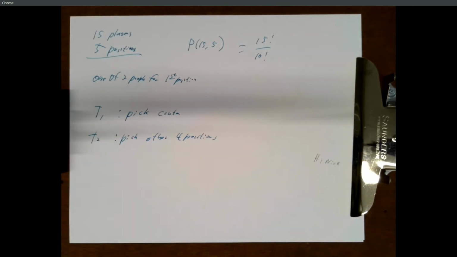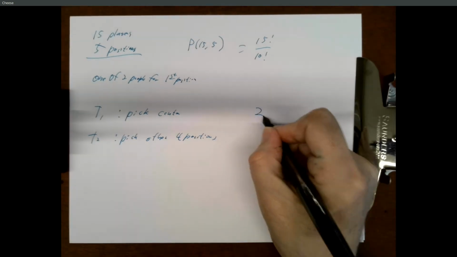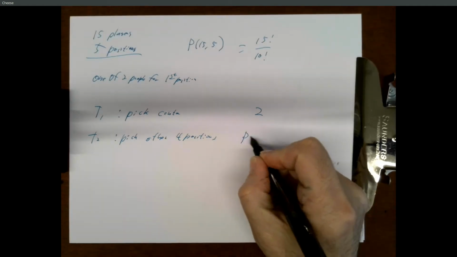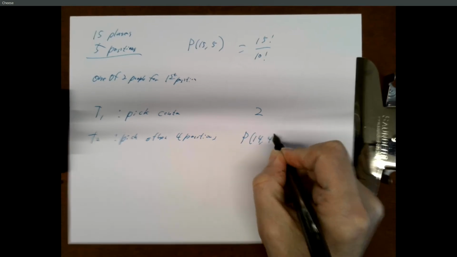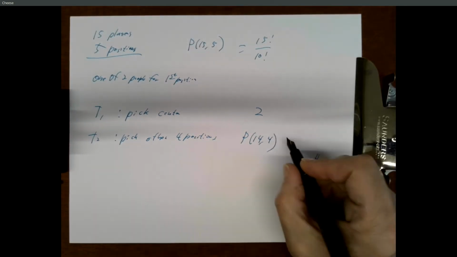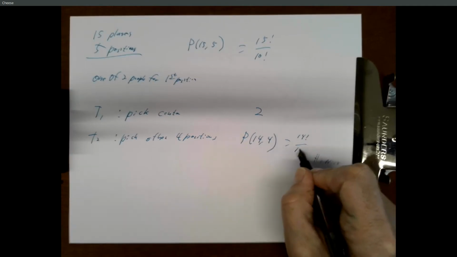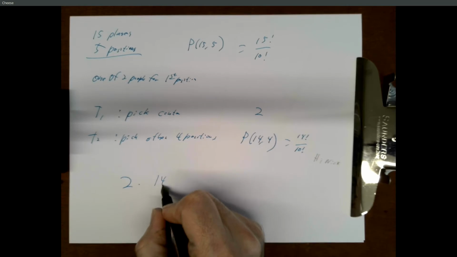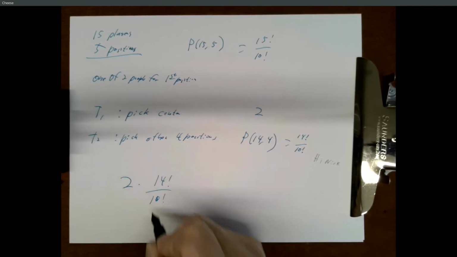Okay, how many ways can we pick the center? We're told there's only 2 people who can play that position, so there's 2 ways we can fulfill that. After we've picked the center, we have 14 players left. We have 4 positions we have to fulfill. Number of ways we can do that is number of 4 permutations of 14 players, which is 14 factorial over 10 factorial. So multiply those together, and it's 2 times 14 factorial over 10 factorial.